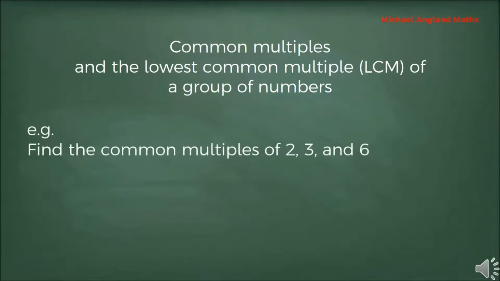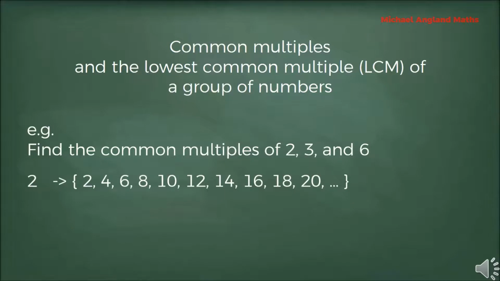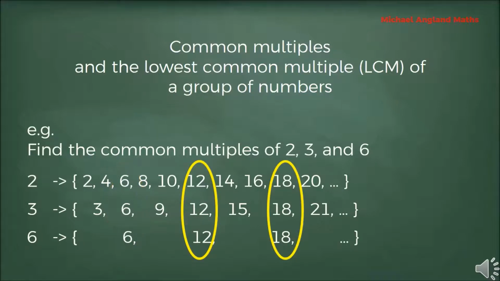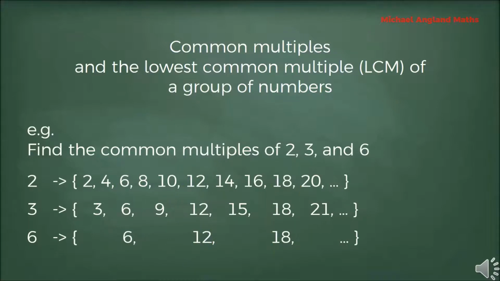Example, find the common multiples of 2, 3, and 6. Well, multiples of 2 are 2, 4, 6, 8, etc. Multiples of 3 are 3, 6, 9, 12, etc. Multiples of 6 are 6, 12, 18, etc. Notice how I've lined them up so that we can immediately see the common multiples: 6, 12, 18. And we can do this for however many groups of numbers that we want, not just 2 or 3, but maybe the common multiples of 10 numbers if we wanted.